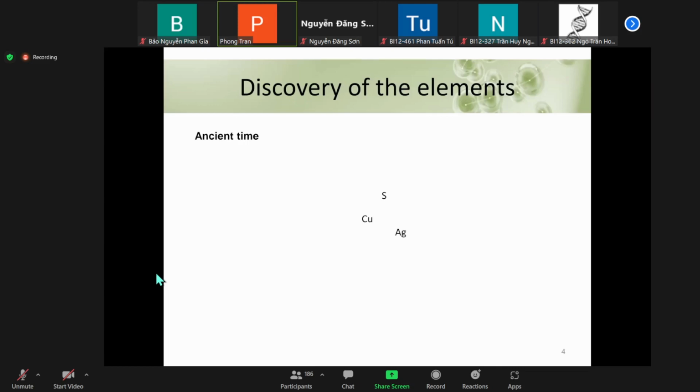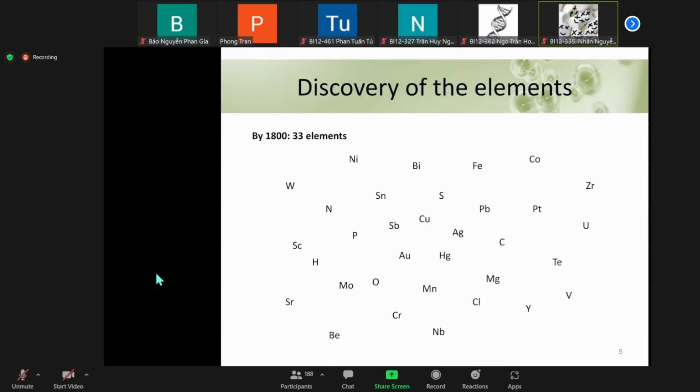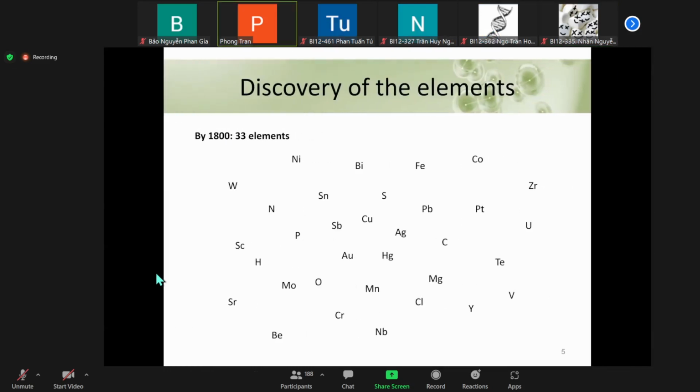So when the number of elements is limited, you can imagine that one can remember the chemical and physical properties of each element. When you have only 3 friends, you can remember the name and the character of each of your friends, okay? Easily. But then by the early 19th century, people already knew about 33 elements. So now the number of elements increased drastically.